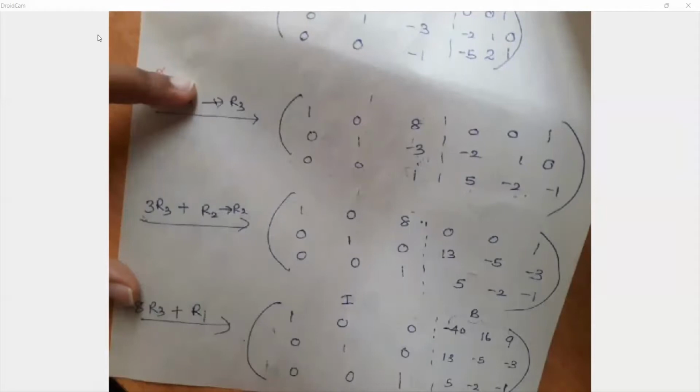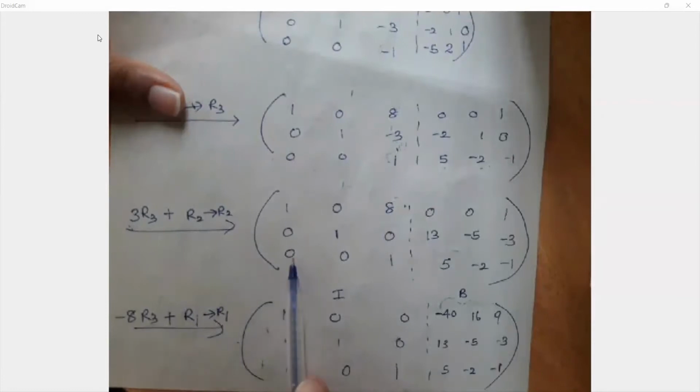Now I want to remove this 8. I will multiply the third row by minus 8 and add it to the first row, and put the answer in the first row. Now see, only the first row is changing. I wrote the second row and the third row like this. And the first row is changing.